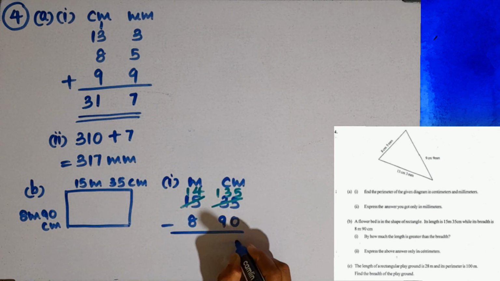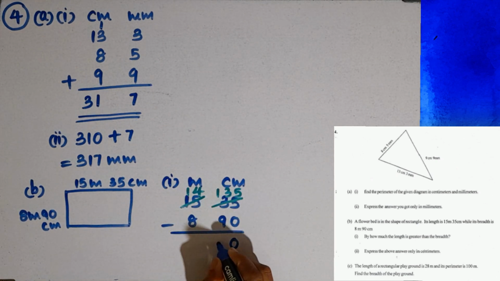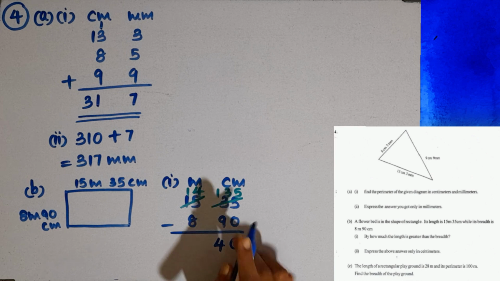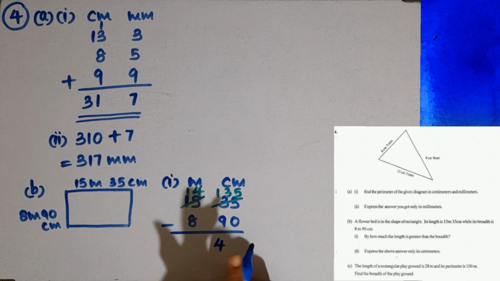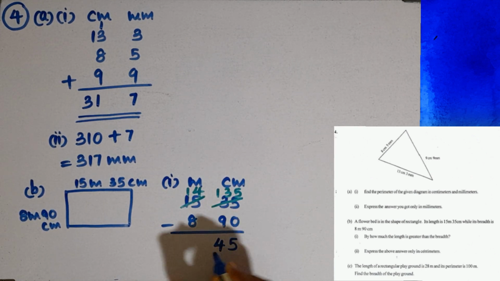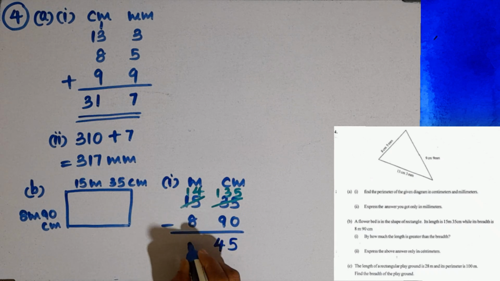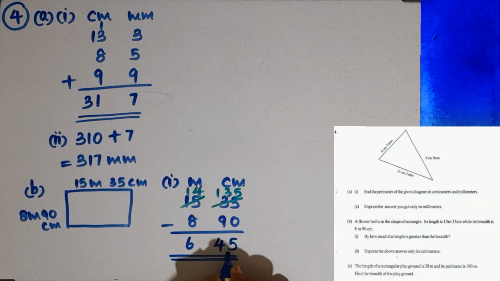5 minus 0 is 5, 13 minus 9 is 4, 45 centimeters. Then 14 minus 8 is 6. So 6 meters 45 centimeters is the answer for the first part.